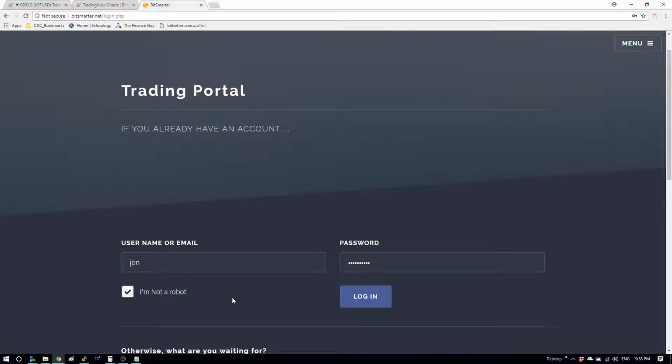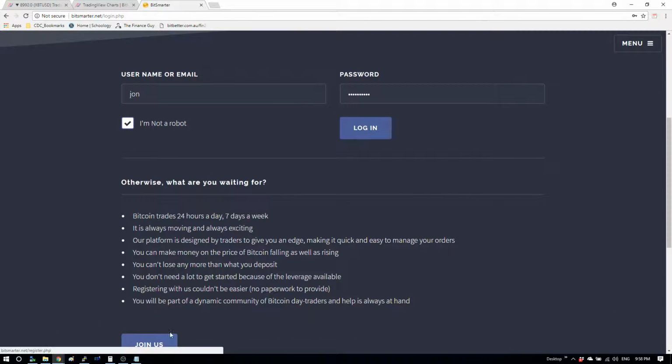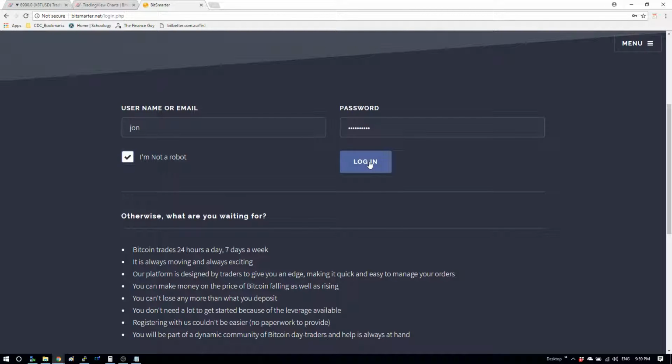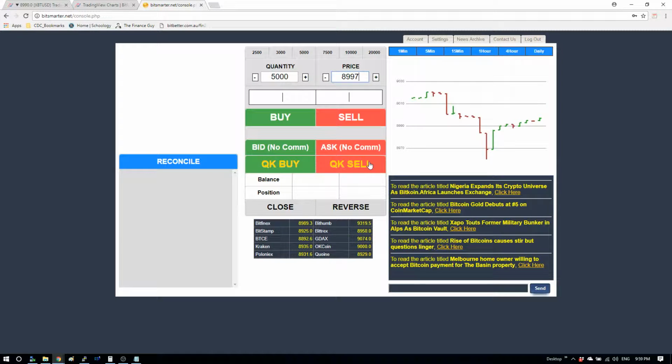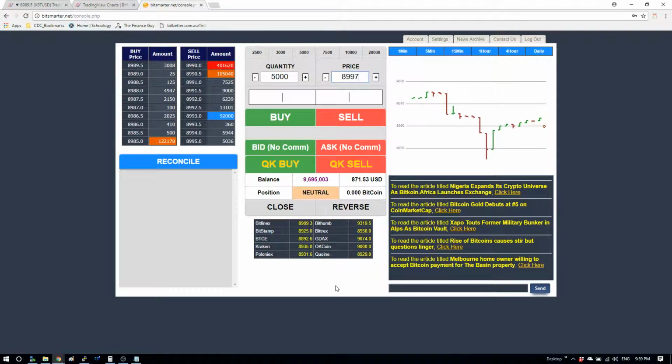If you haven't already joined, please click the Join Us button, and registration is very easy, and then you'll be on board. So once we've logged in, we see the trading console, which looks a little bit complicated at first, but is actually really simple. It gives us all the information that we would want when day trading Bitcoin. The panels to the left and right are information that you would glance at while you're trading, and the panel in the middle is where you would place all the orders.